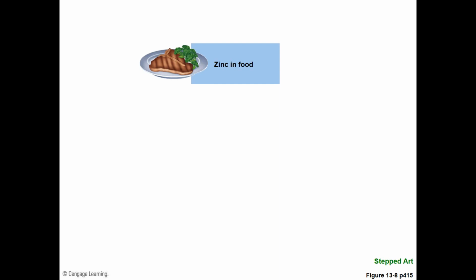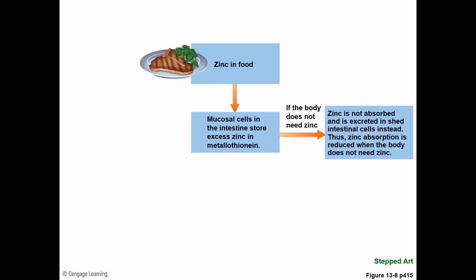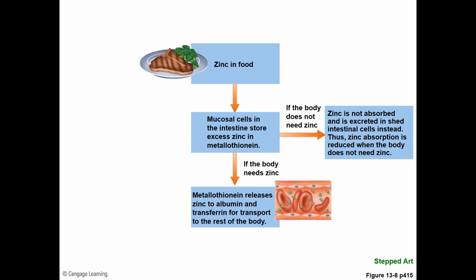We get zinc from the food that we eat, and just like iron, if we have excess, we can go ahead and put it into a storage protein, but it's a different storage protein here called metallothionein. And if we don't need zinc, if we already have too much, we can just release it out of the body instead of absorbing it. Now, if we did need the zinc, it's going to be released from storage to one of its transporters. This can be albumin or transferrin, and then that can send the zinc to wherever it's needed in the body.